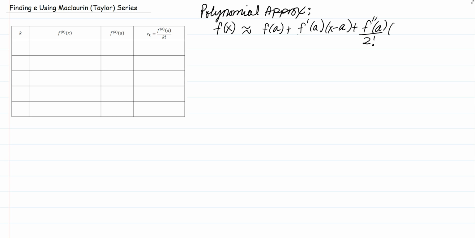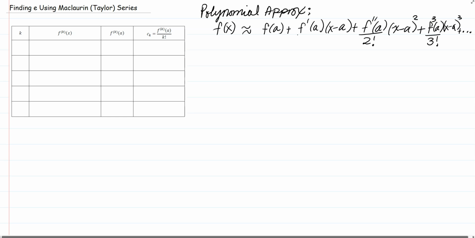Okay, now this is going to be x minus a to the second, plus the third derivative evaluated at a times x minus a to the third, and then we have to divide by 3 factorial, and so on, right? So that is what we would do in a polynomial approximation. Here we're trying to get to the number e. So I want to know what the polynomial approximation is for e to the x.